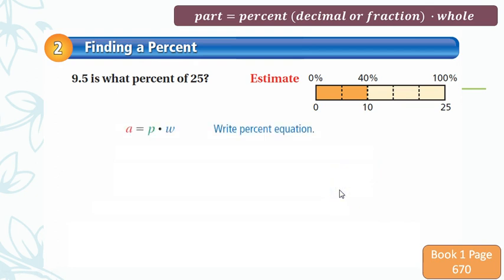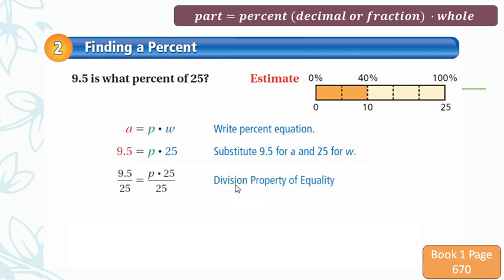Step 1 is to always write the percent equation, A equals P times W. Next is to substitute the values which are already given. 9.5 is, which is the part, of 25 is the whole, leaving P as the remaining variable to solve for. We can apply inverse operations by doing the opposite of times 25 to get rid of everything except the P. So we'll use the division property of equality and divide both sides by 25, canceling this out.